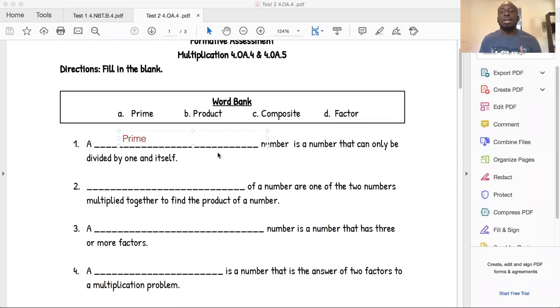For example, 3, 5, 7, 23, 101, and so forth. Those numbers can only be multiplied or divided by 1 and itself. Only 1 times 5 can get you 5. That's basically what that means. So that's prime numbers.